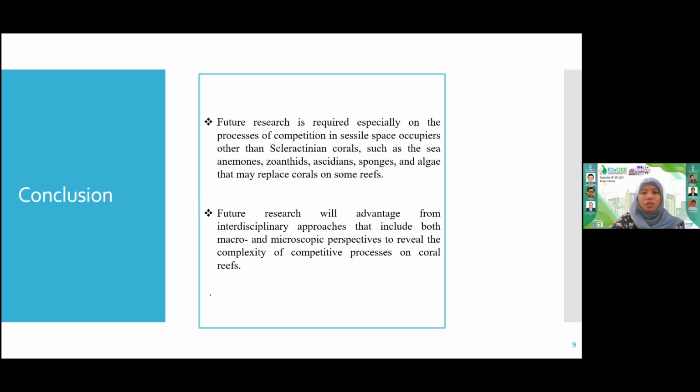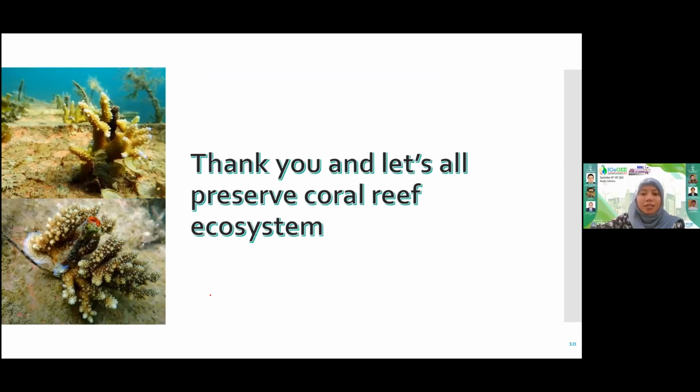In conclusion, future research is required, especially on the process of competition in sessile space occupiers other than scleractinian corals, for example sea anemone, zoanthid, ascidian, sponge, and other invertebrate fauna. The future research will also benefit from an interdisciplinary approach that includes both macro and microscopic perspectives to reveal the complexity of competitive processes on coral reefs. Thank you, and let's all preserve the coral reef ecosystem. Thank you very much.